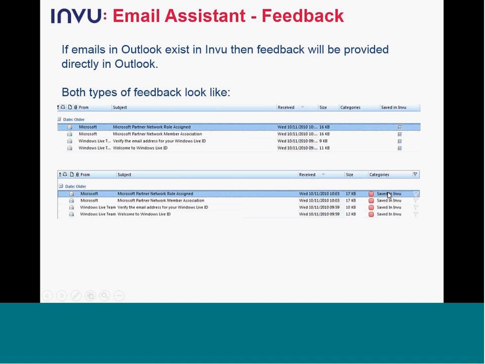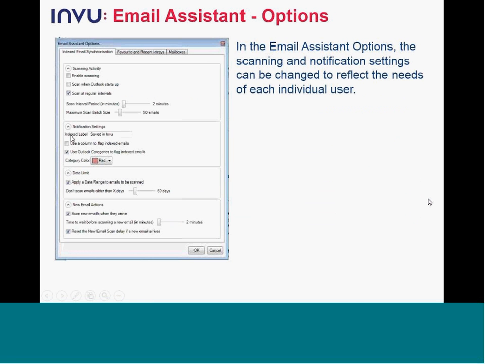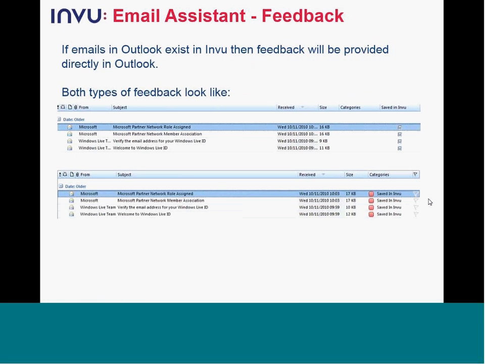And then the screenshot down at the bottom, where we've got the categories, you can see that it's got a color, and there's a bit of text as well, saved in Invu. And again, that text can be changed to whatever you want in the options. So if I just go back here, where it says index label, it doesn't have to be saved in Invu. It can be edited, and whatever is in that label box is whatever will appear in the column heading and the category name. So yeah, it just gives you a visual indication of whether or not the emails are in Invu.